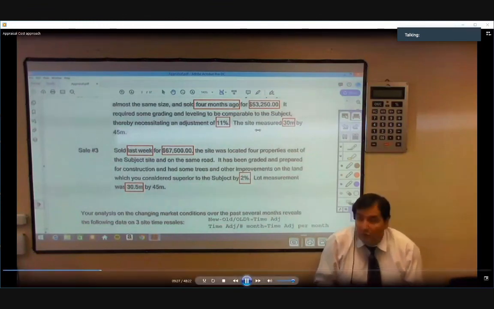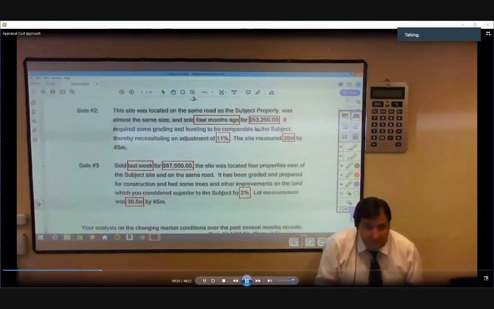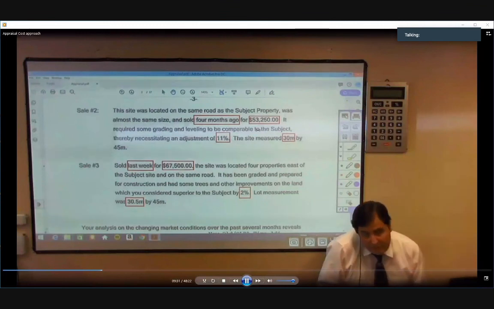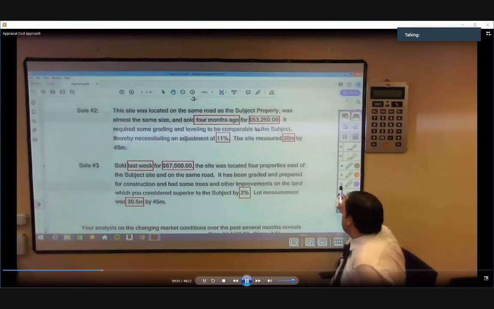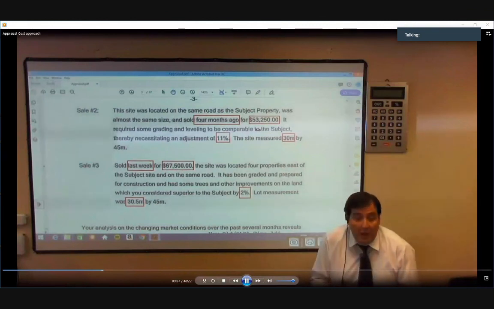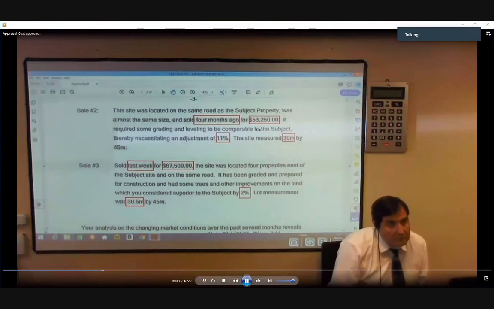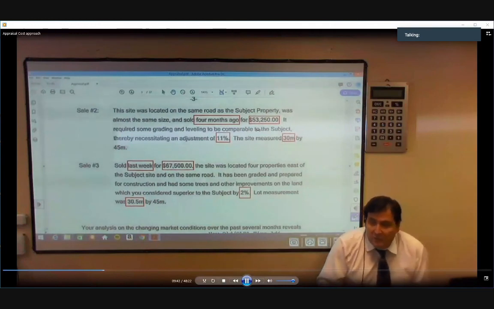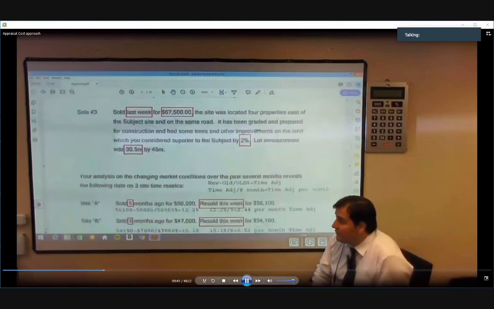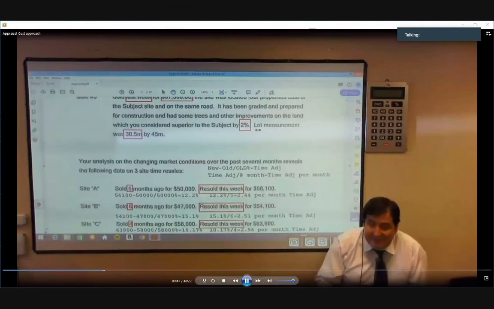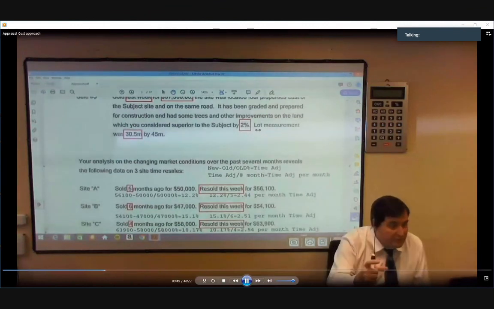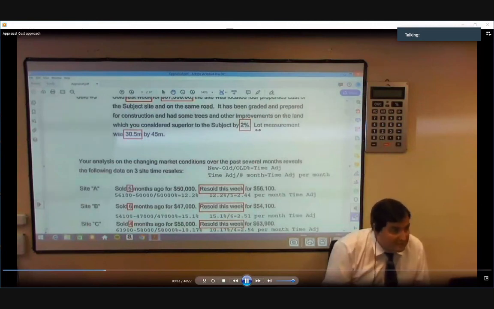So now, first thing you need to know is the time adjustment for the first one and second one, because the third one, you don't have a time adjustment. Yes? So you need to know how much the prices went up or went down. Maybe the land values went up, maybe they went down. So you have to do the adjustment. They're going to give you three other lands that sold and resold. They sold and they sold again. So they call it the sold and resold method.